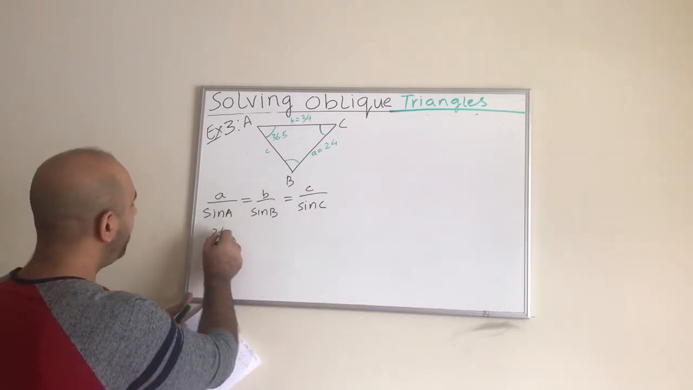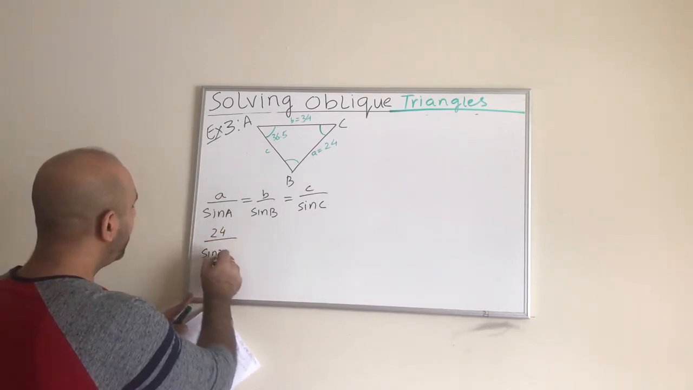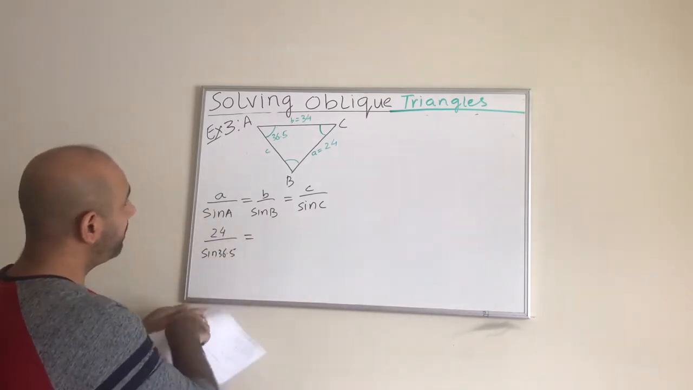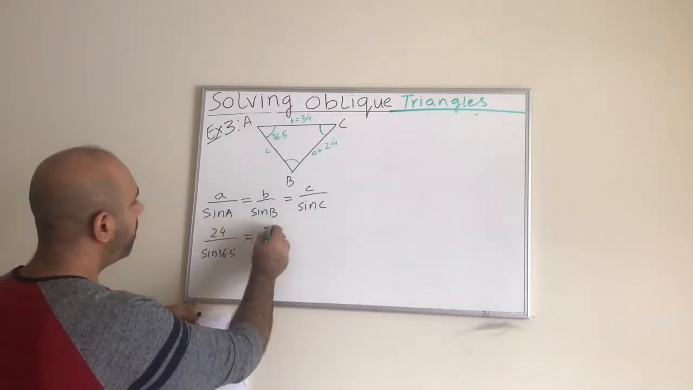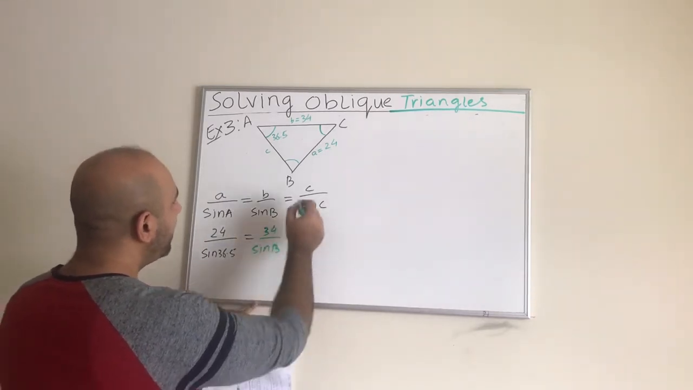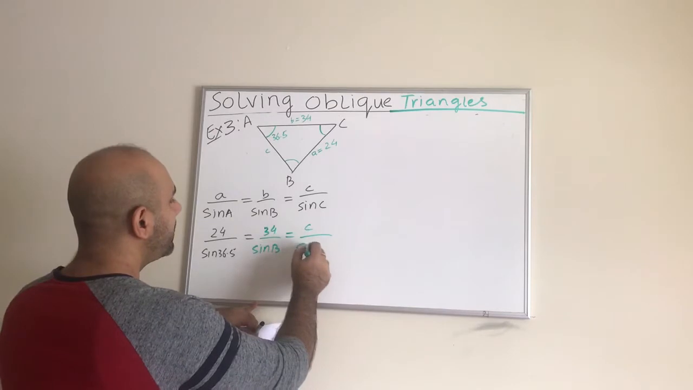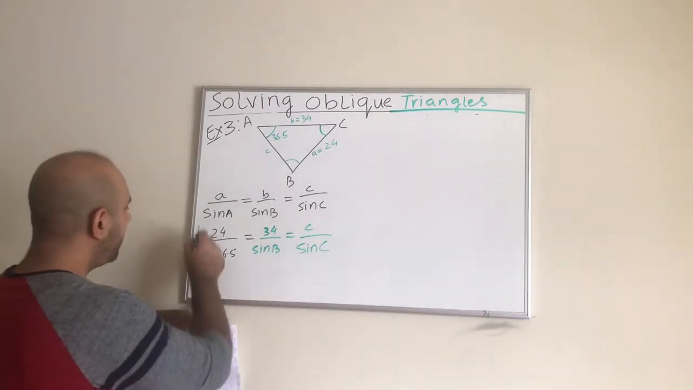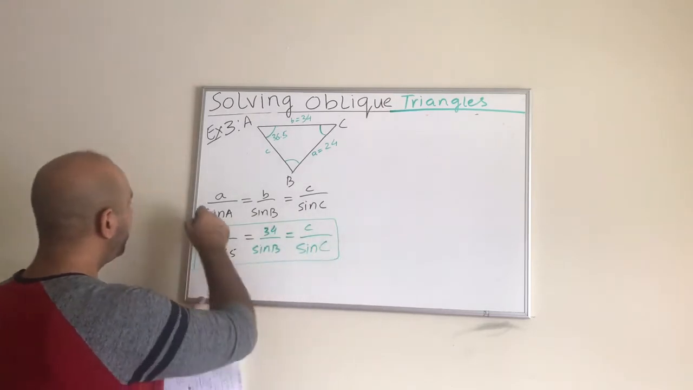A is 24 over sine of 36.5, and then I'm going to fill in the rest of it. I know the value for B. The length B is 34 divided by sine of B. I don't know the value for the angle B. And we don't know the length C, and we don't know the measure of angle C. So this is the sine law for this particular triangle.